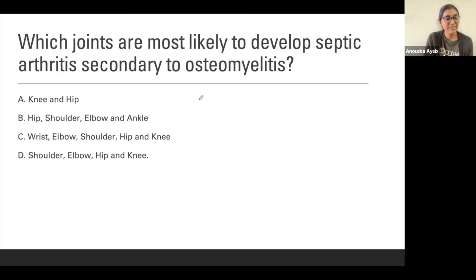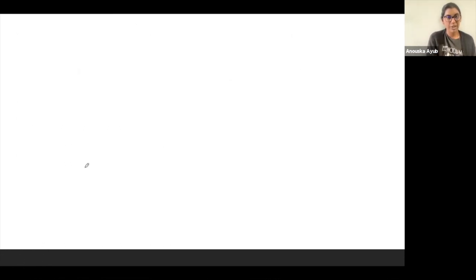What's the answer here? Well, that's interesting. So 59% said knee and hip, which is the wrong answer. Hip, shoulder, elbow, and ankle is the correct answer. And only 12% of you said that. What I will say is knee is wrong. And let's find out why now. Finally, a question that has stumped you guys. So this is why.